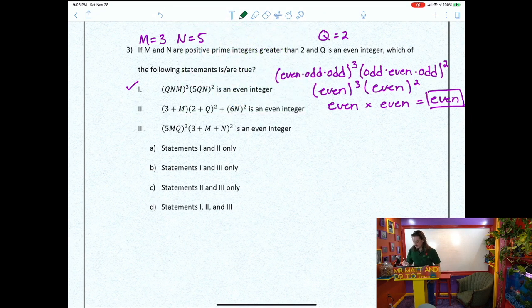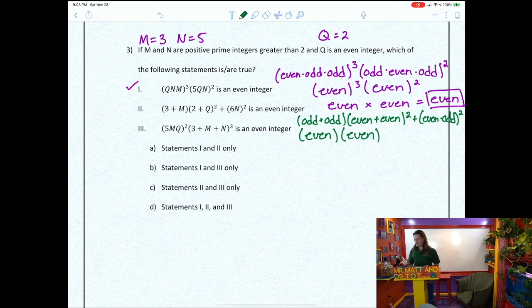Statement 2, 3 is odd, so we're going to have an odd plus m, which is odd, times the quantity 2, which is even, plus q, which is even, quantity squared, plus 6, which is even, times n, which is odd, quantity squared. An odd plus an odd will be even. An even plus an even will be even. An even times an odd will be even. An even squared is even, so I'm just going to bring this first even down, but the second even squared will just be an even result.